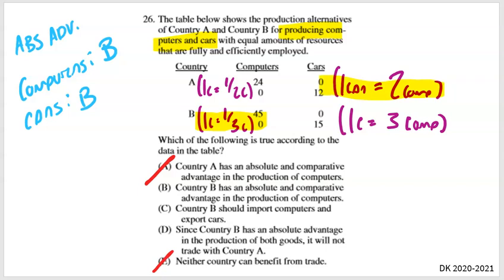So now let's go through our answer choices again, right? Is B correct? Country B has an absolute and comparative advantage in the production of computers. Well, yes, because we said they have the absolute advantage in the production of computers. And we just did it here, right? Country B has the comparative advantage in the production of computers because they have the lower per unit opportunity cost, 1/3 compared to 1/2. So B is going to be our correct answer.